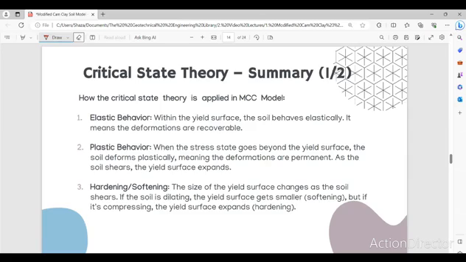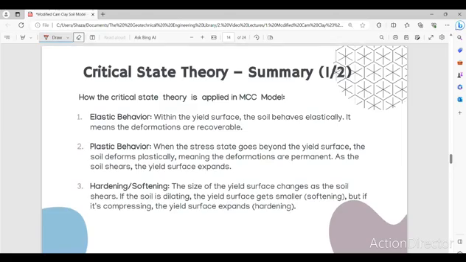The hardening softening rule: let's remember that the modified Cam-Clay model follows a hardening rule. The size of the yield surface changes as the soil shears. If the soil is dilating, the yield surface gets smaller, and this is softening. This is not what will happen in modified Cam-Clay soils or models. However, if it's compressing, the yield surface expands, and this is one of the assumptions of the modified Cam-Clay model.